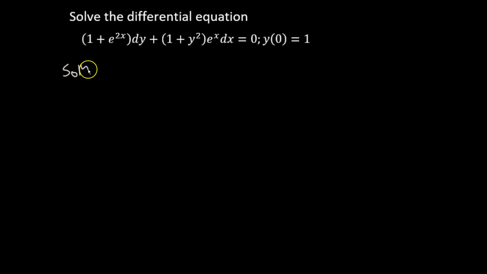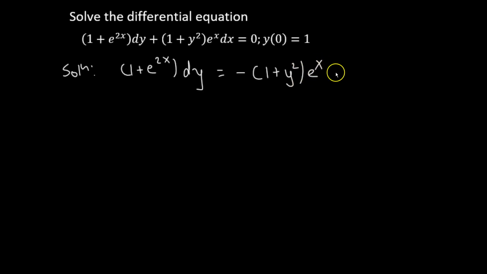So we have the given differential equation: 1 plus e raised to the power of 2x times dy. What we will do is take the second term to the right hand side. So that will be negative 1 plus y squared times e raised to the power of x dx. Now we'll make sure that the coefficient of dy comprises entirely of some function of y only, and the coefficient of dx must be a function of only x.